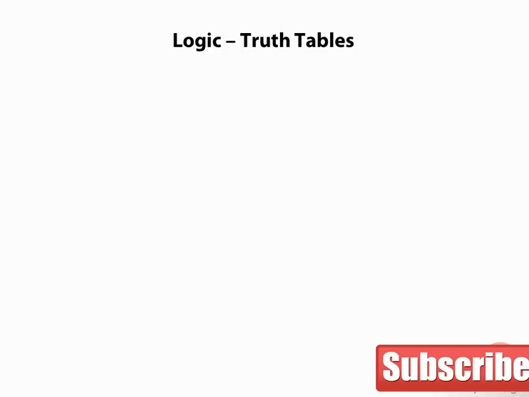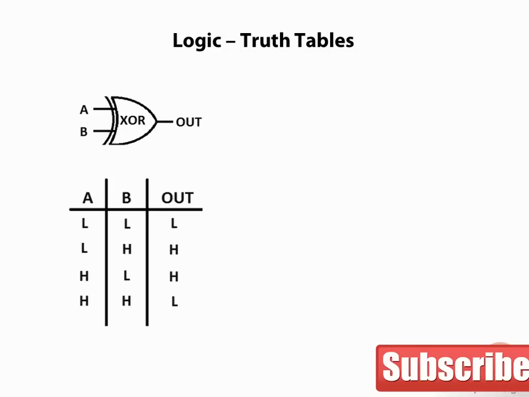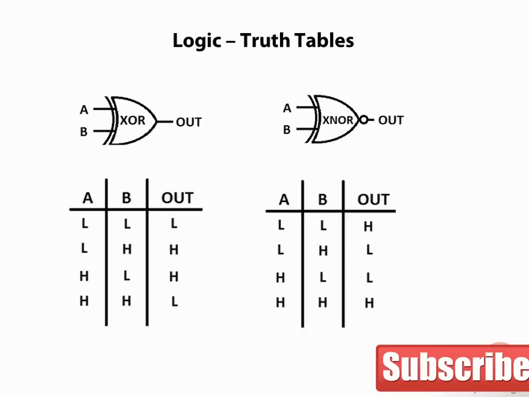For the XOR and the XNOR gates, the truth tables tell us that the output of the XOR gate is high when either the A or B input is high, but not both. For the XNOR, the inverse is true. The output is low when either the A or B is high, but not both.